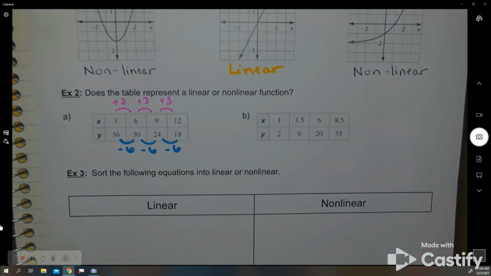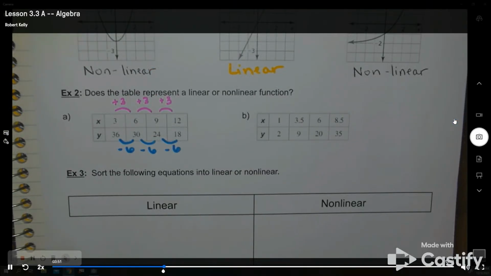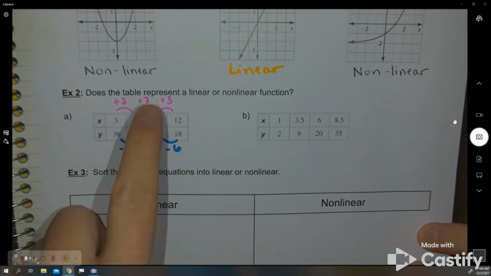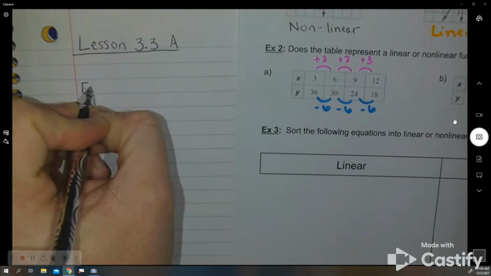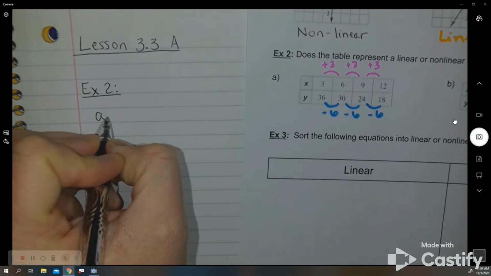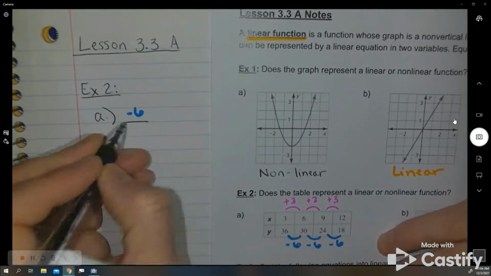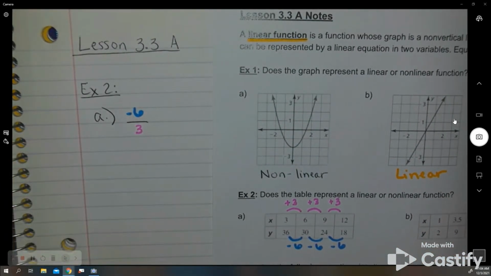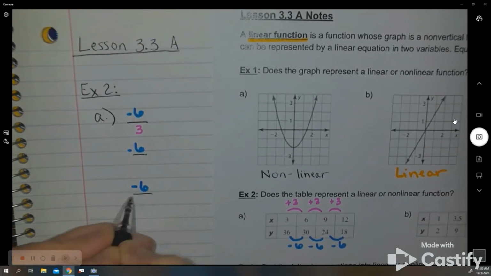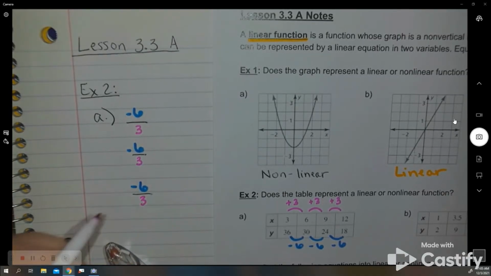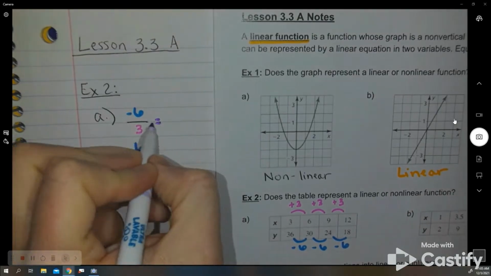The way that I determine whether this truly is linear or not is to make fractions out of each of these changes. I'm always going to do y over x. So I'm going to write that down on my paper here. This is example 2, letter A. I have negative 6 over 3, for my second one negative 6 over 3, and my third one negative 6 over 3. This one is a little easier to recognize because all of these fractions are the same. Negative 6 divided by 3 equals negative 2.